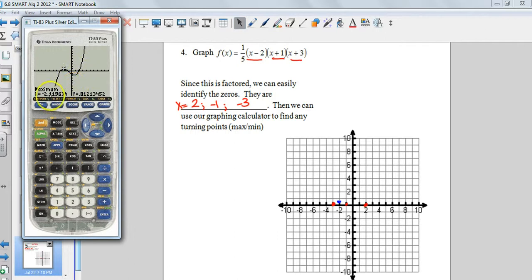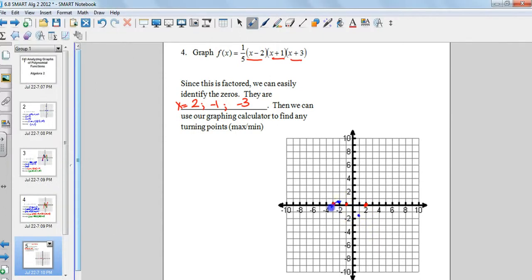I need you to find this minimum now. So second trace, minimum. A little bit to the left. A little bit to the right. He's at 0.79, -1.64. So again, decimals not so easy to graph here, just do the best you can.